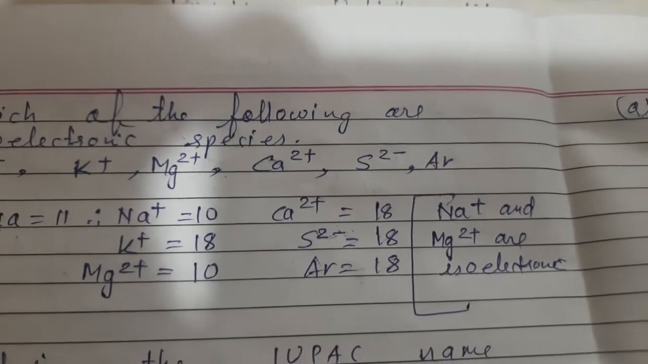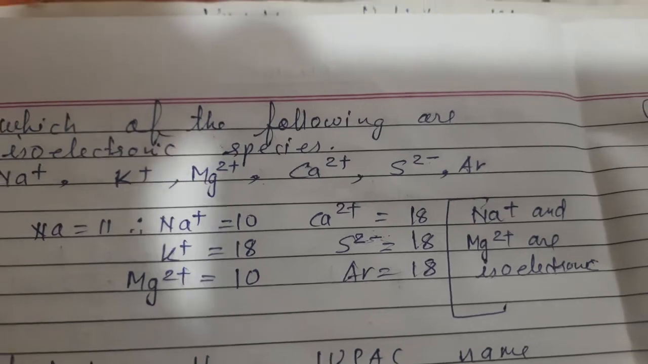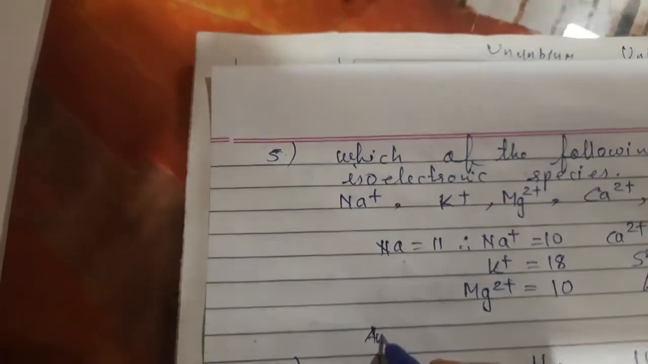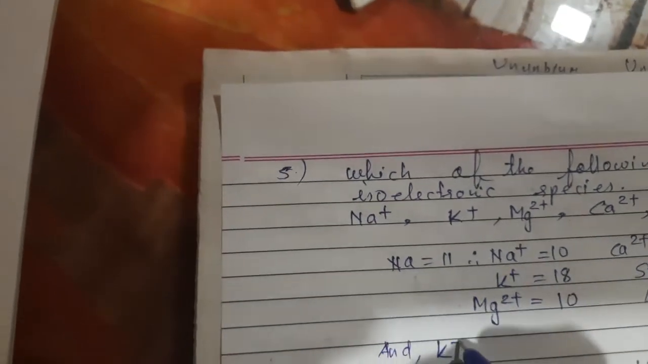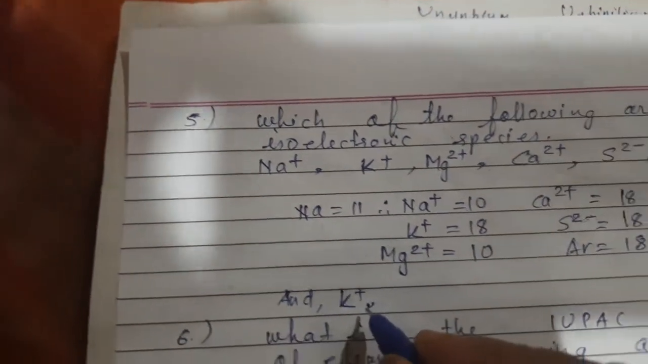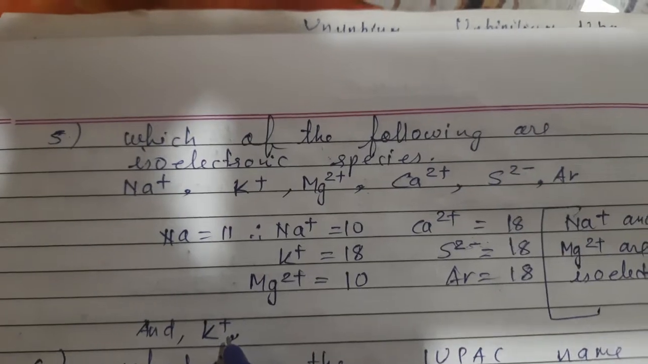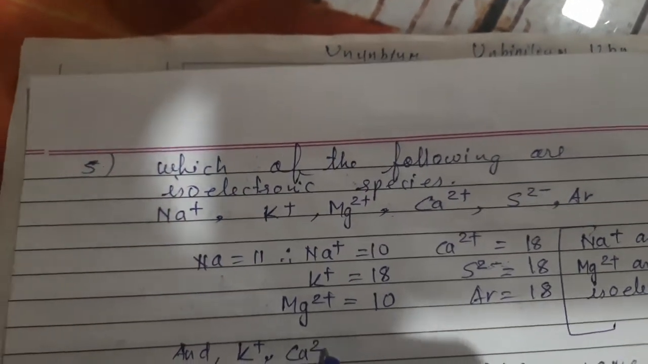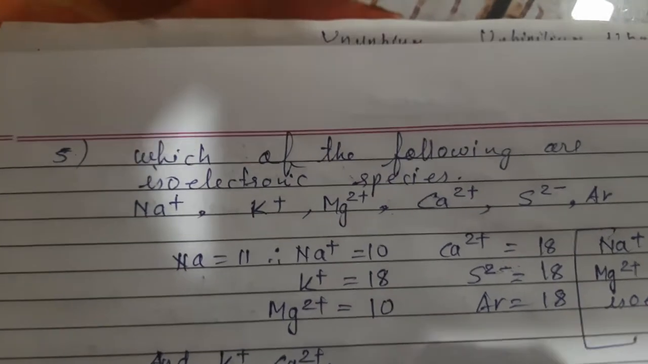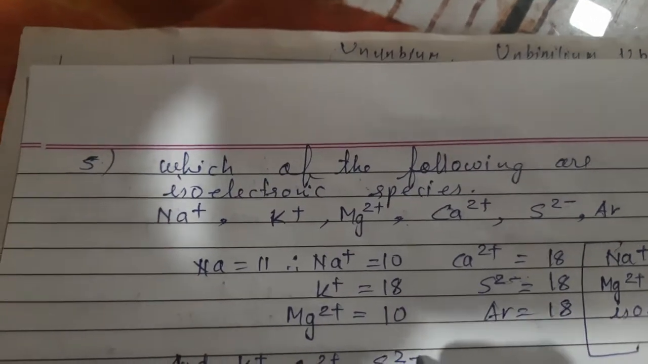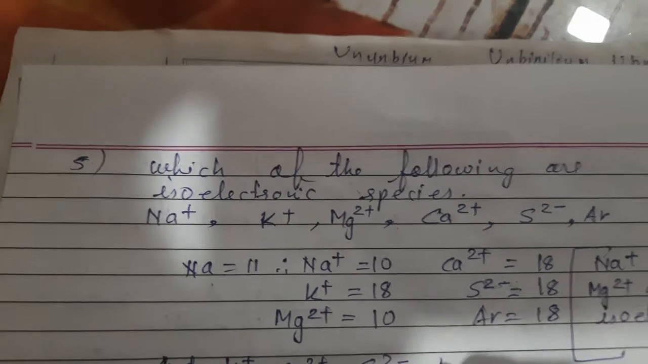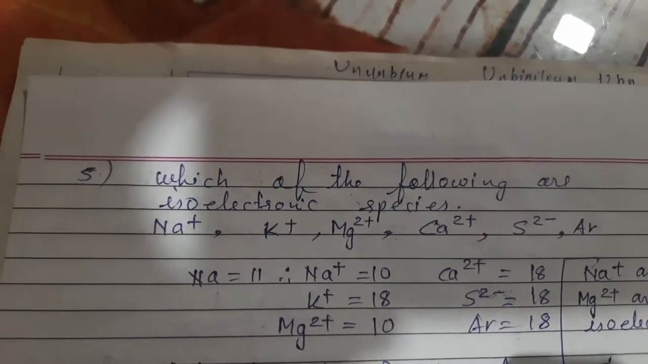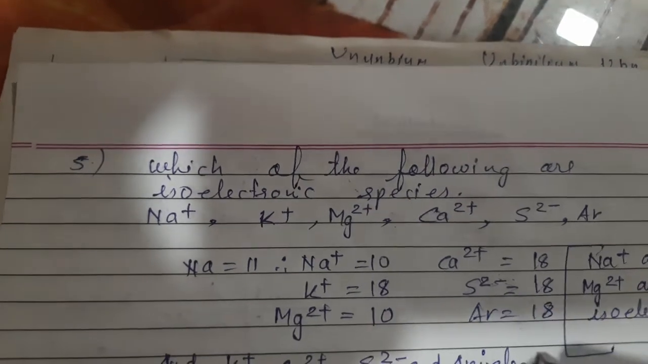And what are left? K plus, again you write here, and K plus, comma, which else is there? K plus is 18, Ca2 plus, it is also 18, sulfur 2 minus, it is also 18, and argon is already 18. So they are isoelectronic.